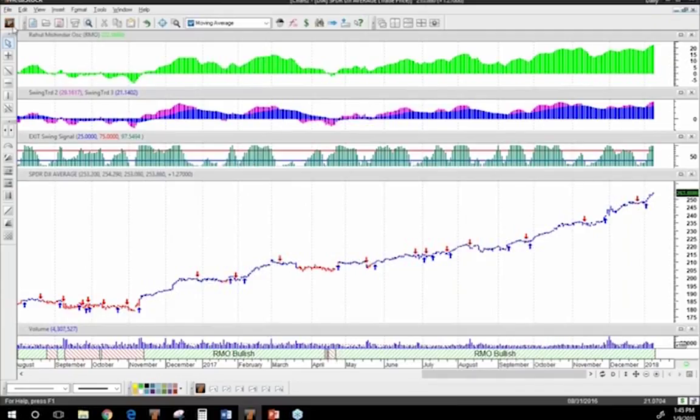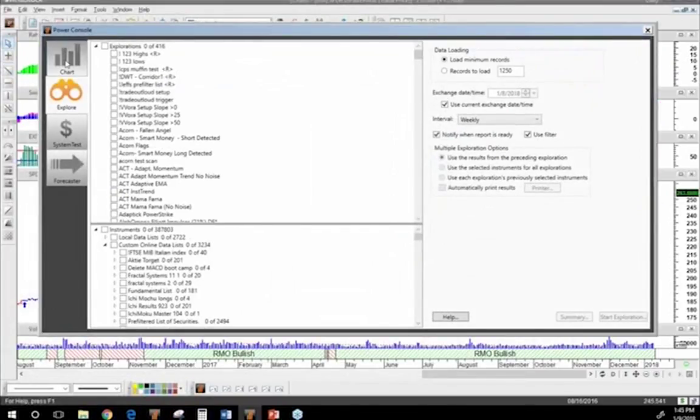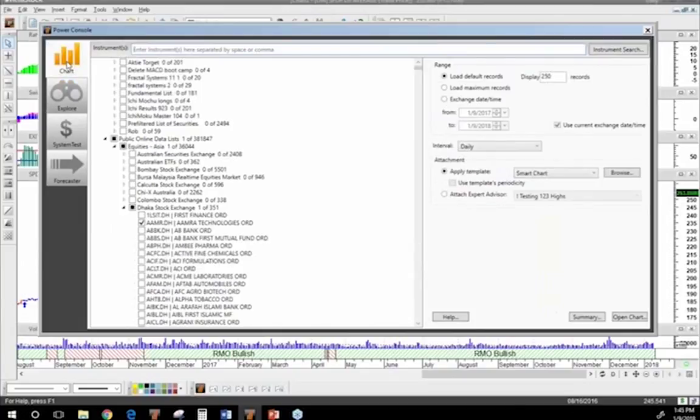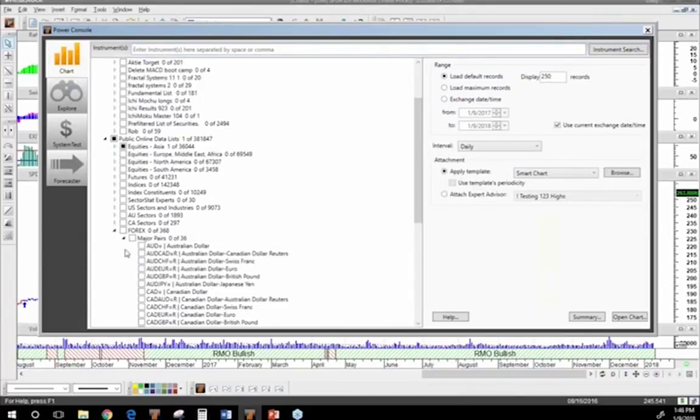So I'm going to open up what we call our Power Console in MetaStock. That's this little doohickey here. And from here, I can do charting, I can do scanning, I can do system testing, and I can even do market forecasting. Okay. So obviously what we want to do is look at some charts. And what I'm going to do here is type in some of the symbols that you guys have put in here.